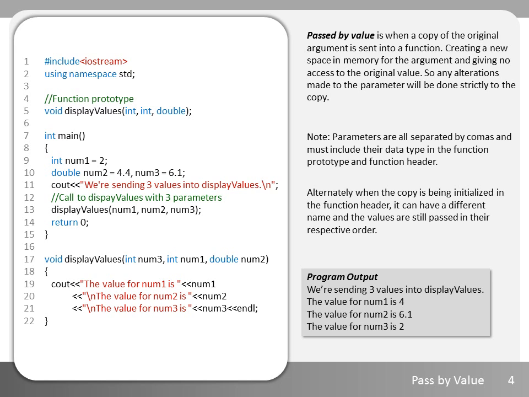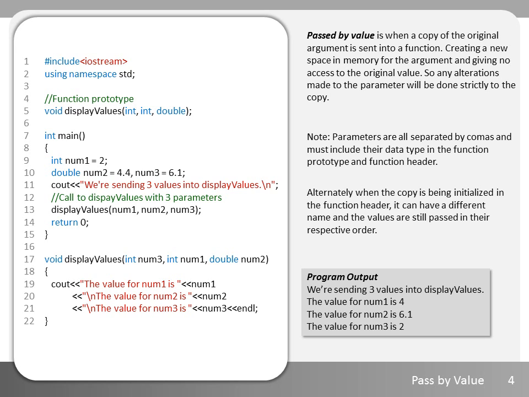argument. Also, the variable that is being declared in the parameter list of the function header to hold the argument being passed does not have to have the same name as the variable in the function call, and more than one argument can be sent into a function. In this program, we're sending three values into the function displayValues. On line 13, you're going to see that the function is called displayValues with three arguments.